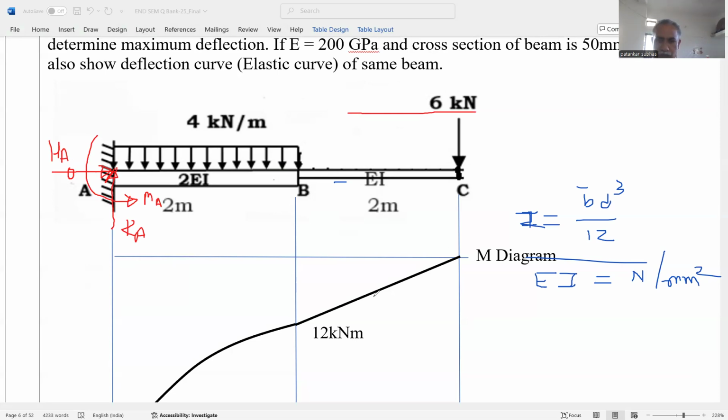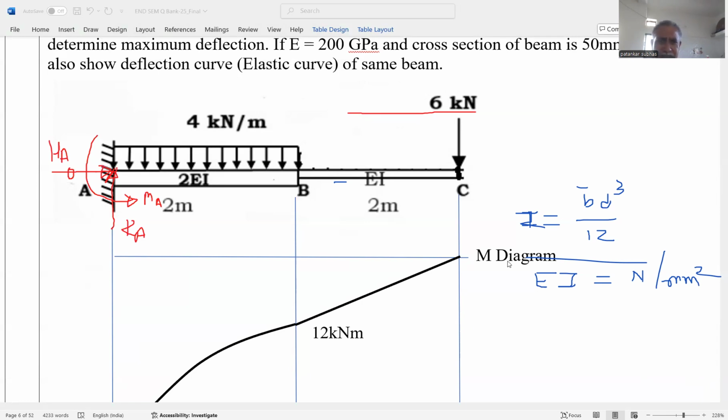Now, this is the free body diagram. Okay. So, for this beam, what is the bending moment? The bending moment at C is equal to 0, because when we start from C, 6 kilonewton multiplied by 0, it is 0. And moment at B is equal to 6 kilonewton multiplied by this distance 2, that is 12 kilonewton meter. So this is the straight line moment diagram. This is the bending moment diagram, which is a straight line.